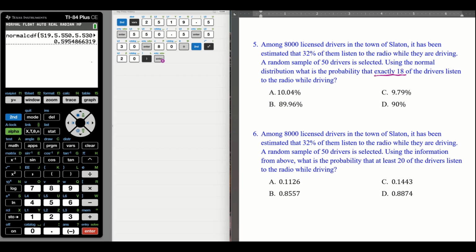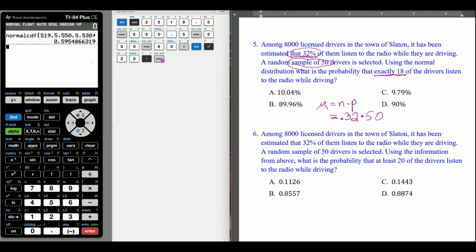Okay, it says exactly, and we have a large population. In this case, they gave us a percentage. Remember, it's mu equals sample size times probability. Okay, so what are we going to put in the calculator? We're going to put in 0.32 times, okay, a sample size of 50, oh, no, times probability, excuse me. Probability and sample size, okay.